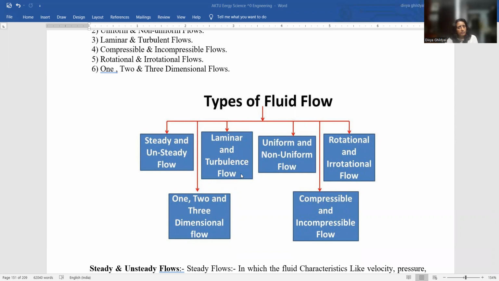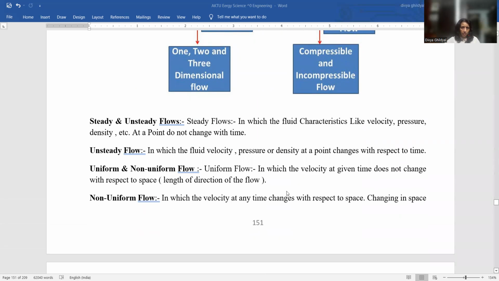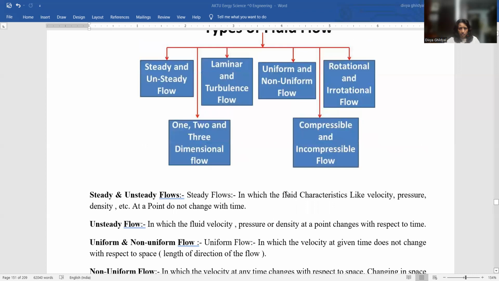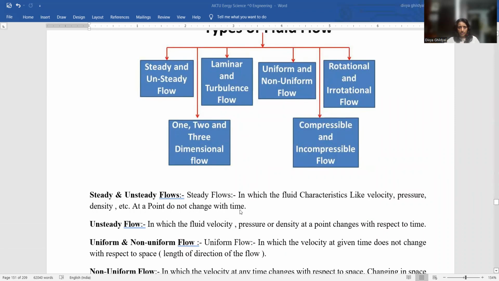Uniform is till the time it is running in a uniform way, then non-uniform, compressible, incompressible, rotational, irrotational, 1, 2, and 3 dimensional. One line definition for each. In fact, if this question comes, you make a table like this, a flow diagram, and here only you can write one line explanation for the same.